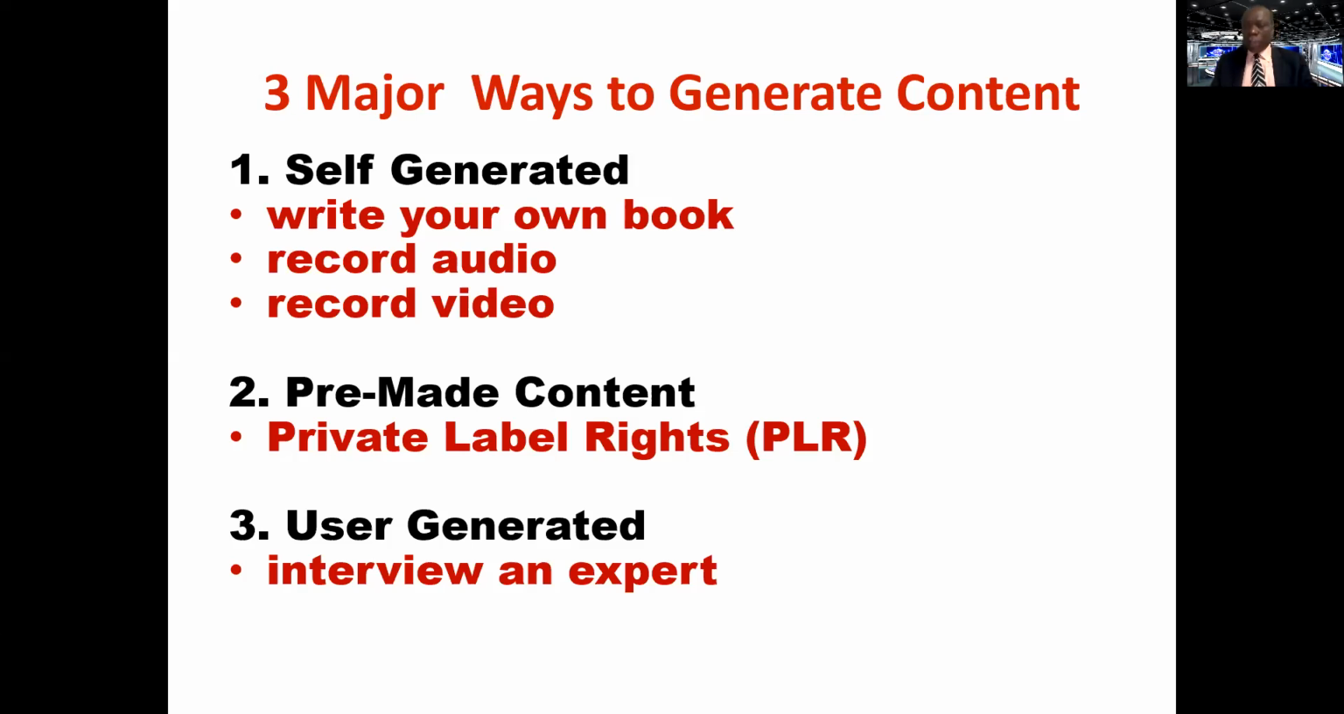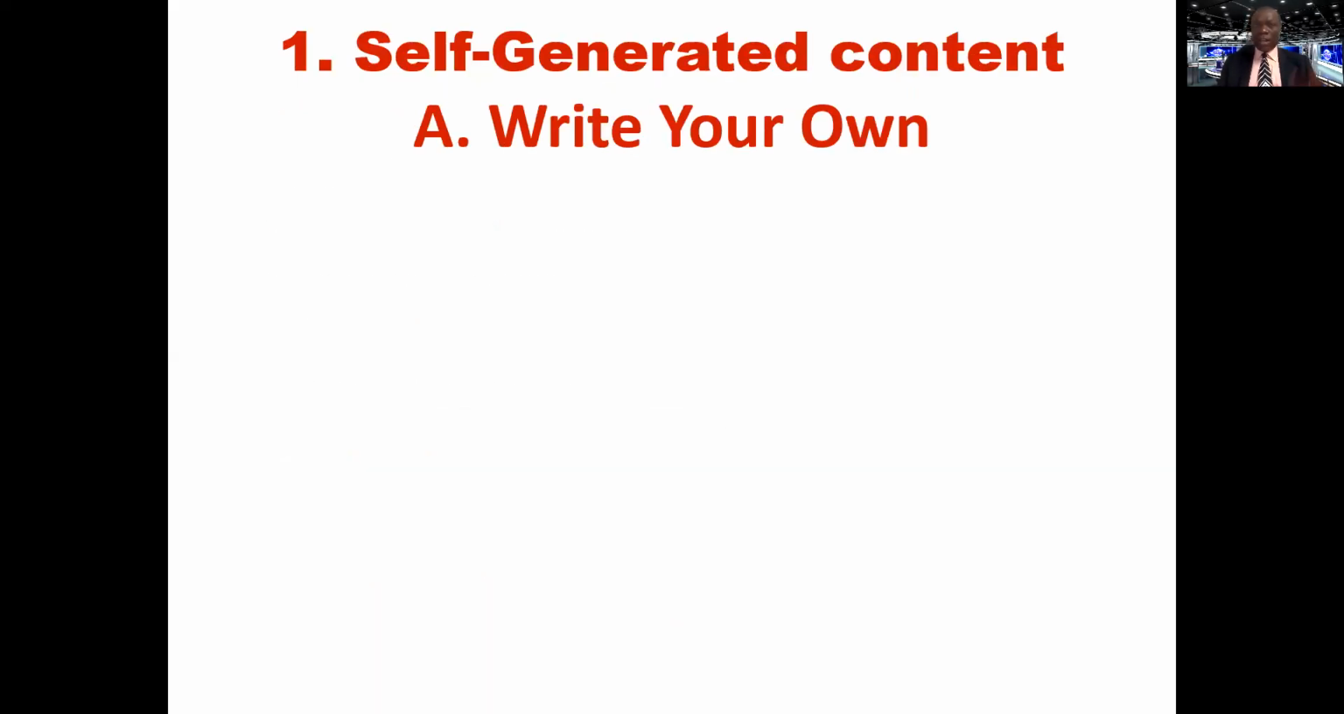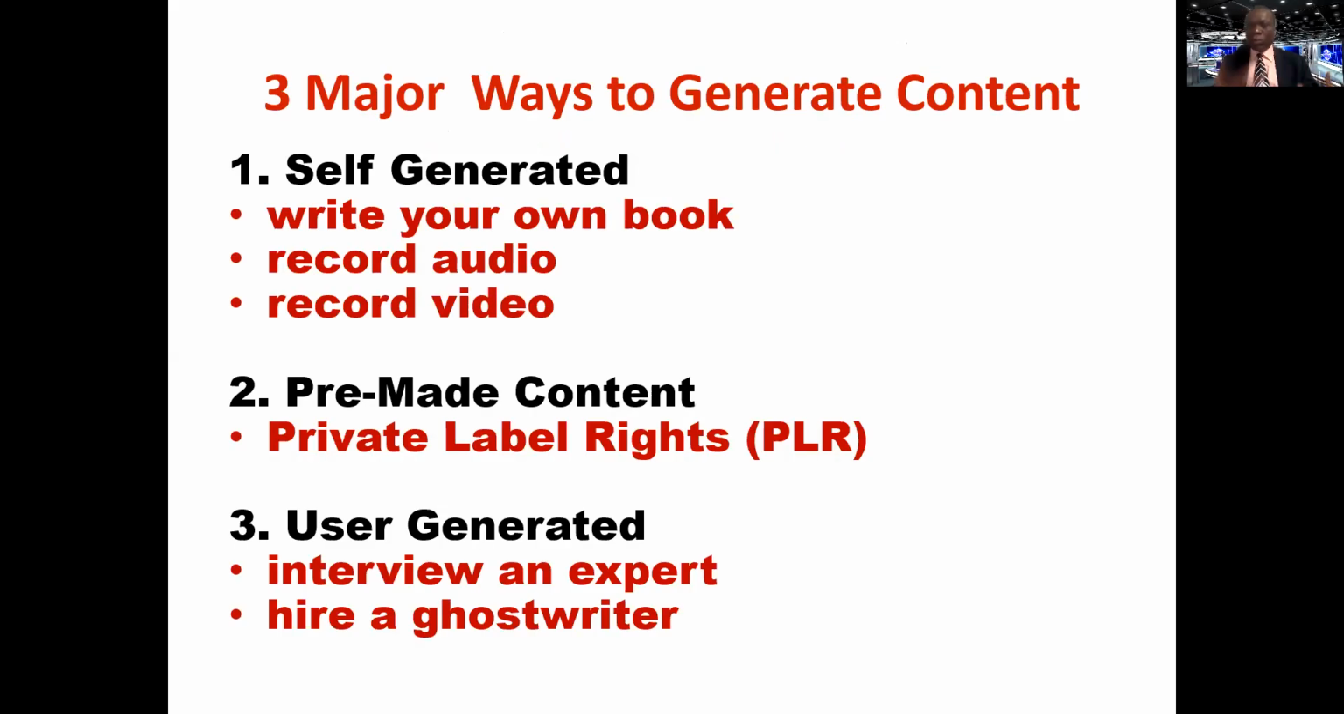Okay, great. So a third way is to interview an expert. I think I'm going to come to that. I'm already spilling the beans before I even get to it. Another way to do user-generated is to hire a ghostwriter. We're going to talk about that also right in the slides. I realize now that I have most of these things in the slide. So let's talk about the first one, so that you have these notes down. There are 3 ways to generate content for your info product. Number 1, self-generated. That is, you write a book, record audio, record video. Second way is to use pre-made content, which is private label rights, probably the biggest part. I'm going to come to that. And number 3 is to use user-generated content.